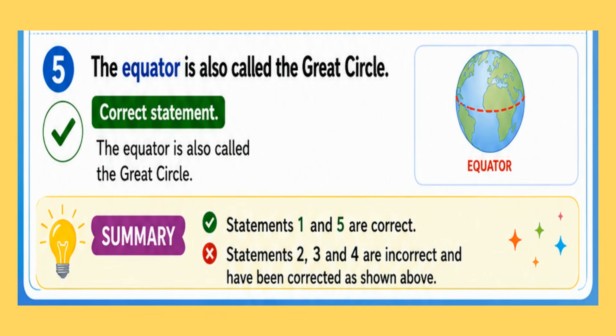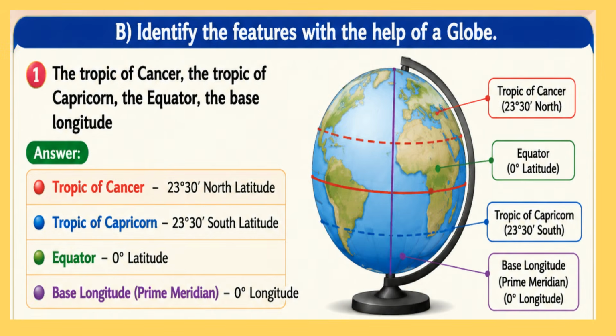To summarize, statements 1 and 5 were correct, while 2, 3, and 4 required correction. Moving on to identifying features on a globe. The Tropic of Cancer is at 23 degrees 30 minutes north. The Tropic of Capricorn is at 23 degrees 30 minutes south. The equator is at 0 degrees latitude, and the base longitude or prime meridian is at 0 degrees longitude.